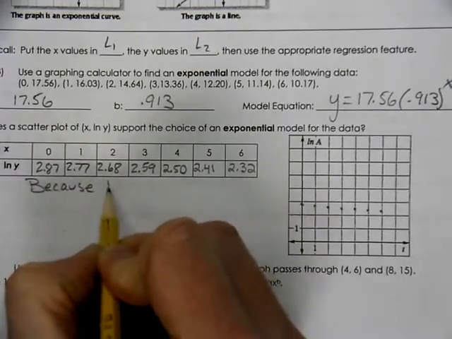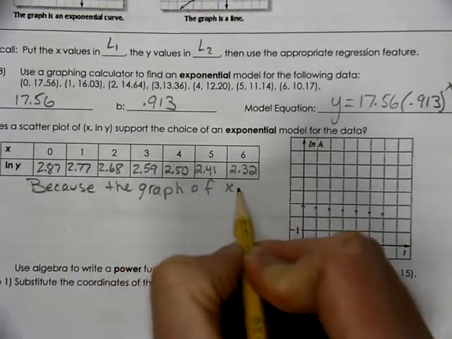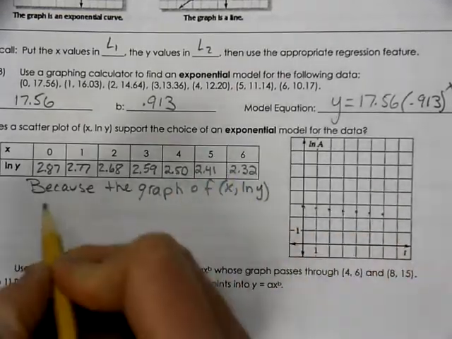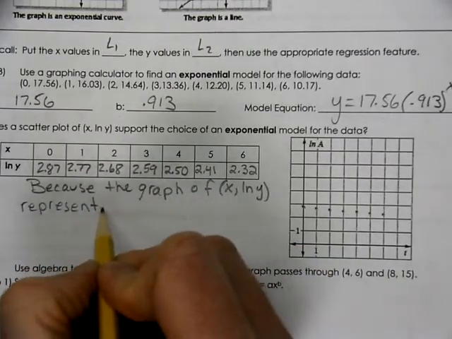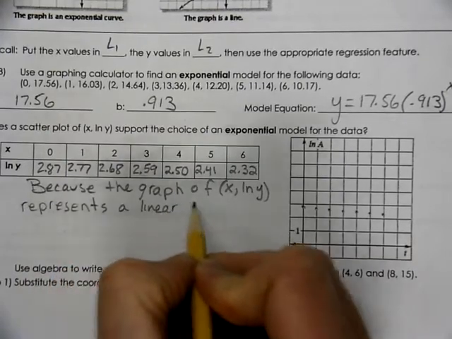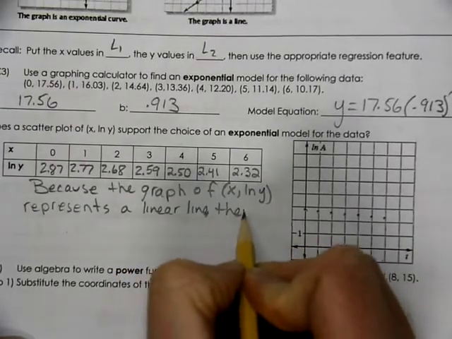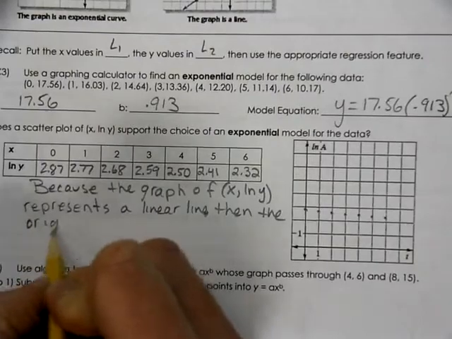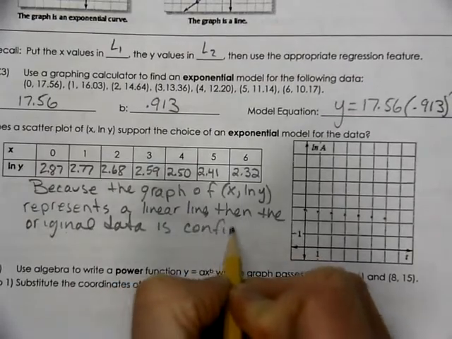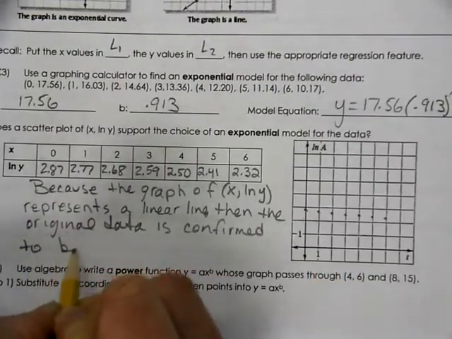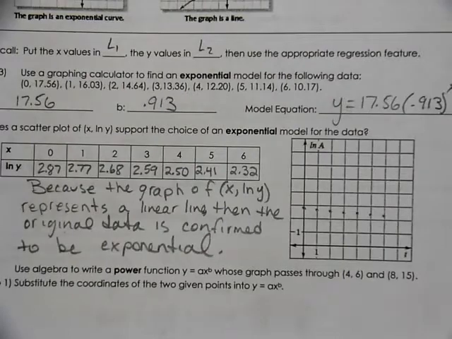So because the graph of x comma natural log of y represents a linear line, then the original data is confirmed to be exponential. It's a good exponential model.